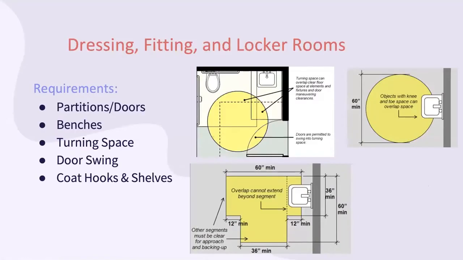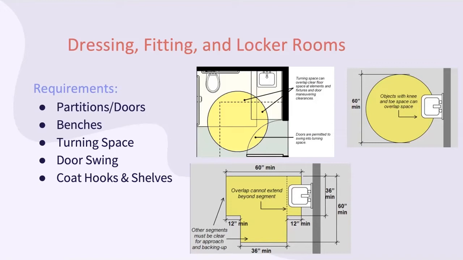For partitions or doors in locker rooms, as a general rule, any of these partitions or doors need to ensure the same amount of privacy to all users. So they need to go low enough so that anyone in a wheelchair would have the same amount of privacy that a standing person would. And then additionally, benches must be at the same height as a typical wheelchair seat, which is 17 to 19 inches off the ground. But this guideline does not consider where wheelchair seats may be lower, like for children or people of shorter stature.